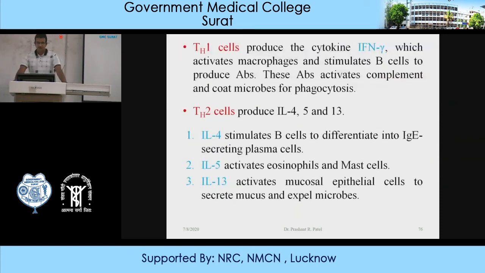Type 1 helper cells produce interferon gamma, which activates the macrophage and stimulates the B cells to produce antibodies. This antibody activates complement and coats the microbe for phagocytosis.